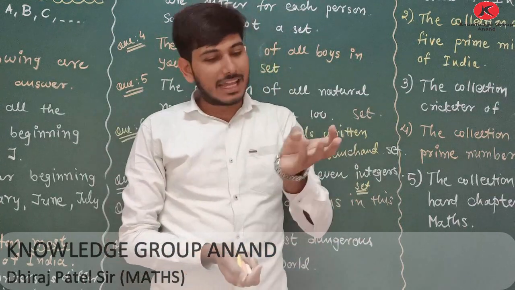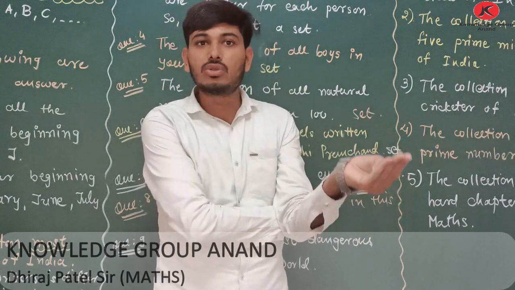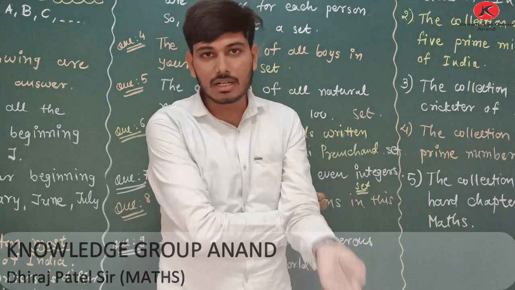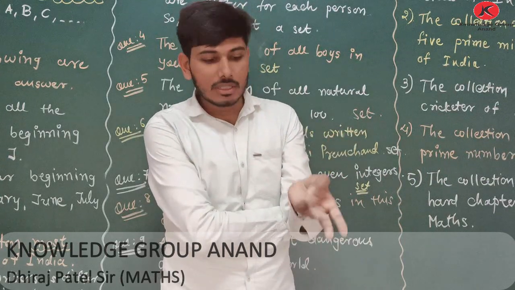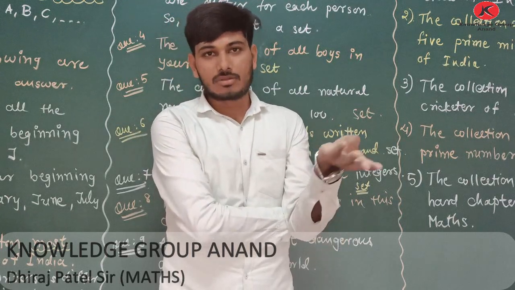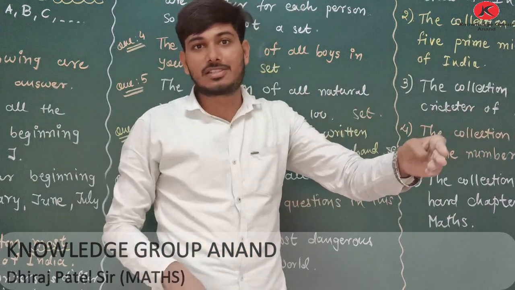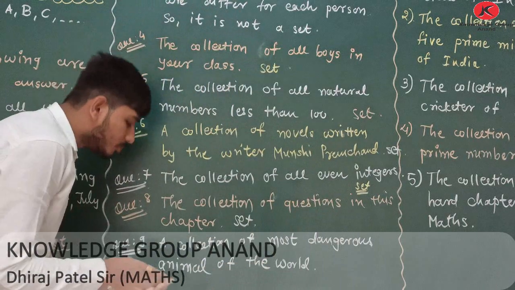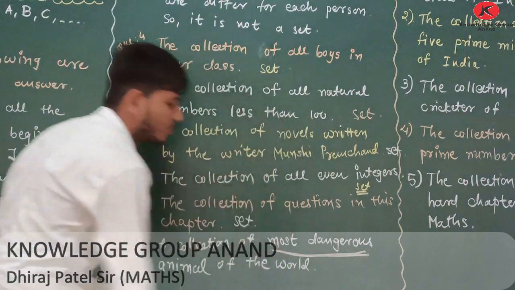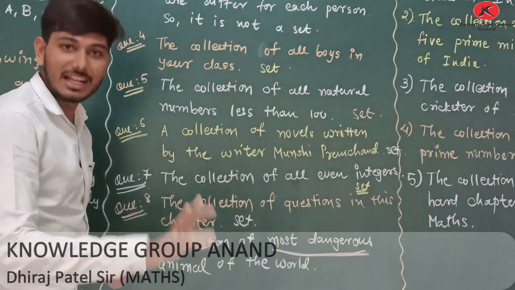According to me, tigers, lions and dogs. Suppose I am asking this question to your parents, then the answer will differ, like leopard, lions and tigers. So the answer will be different for different people. Therefore, in the collection of most dangerous, the word is important here, is most dangerous. The definition of most dangerous is not well defined.